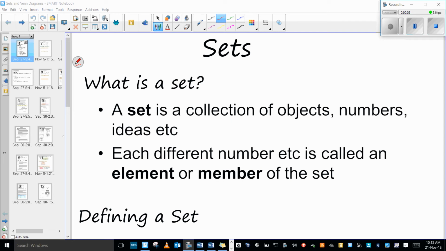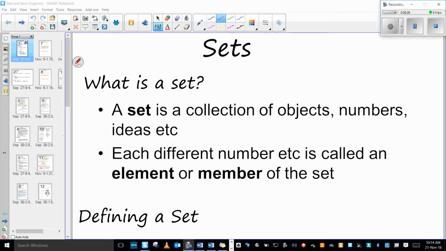This stuff has kind of crept into some other things, especially functions. It's just set notation. But what is a set? A set is a collection of objects, numbers, ideas. It can be anything. Okay, so if we have a set, it's a group of something. Each different number or whatever it is called an element or member of the set.